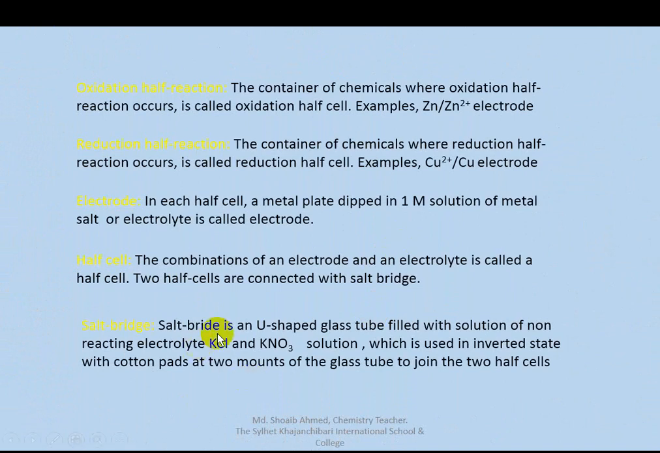Okay, salt bridge. A salt bridge is a U-shaped glass tube filled with a solution of a non-reacting electrolyte, potassium chloride and potassium nitrate solution, which is used in an inverted state with cotton pads at the two ends of the glass tube, joining two half cells. It is filled with these two electrolytes, potassium chloride and potassium nitrate.